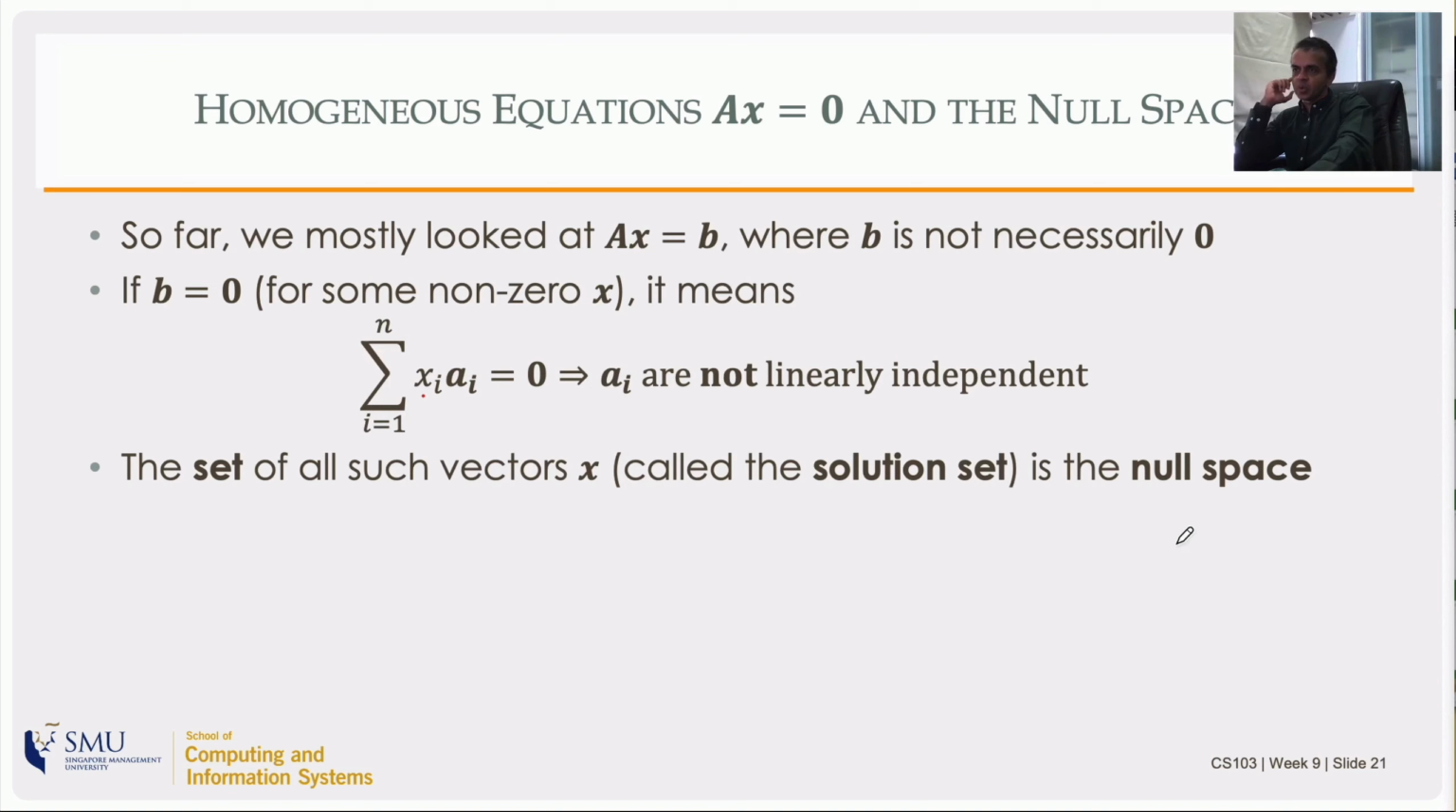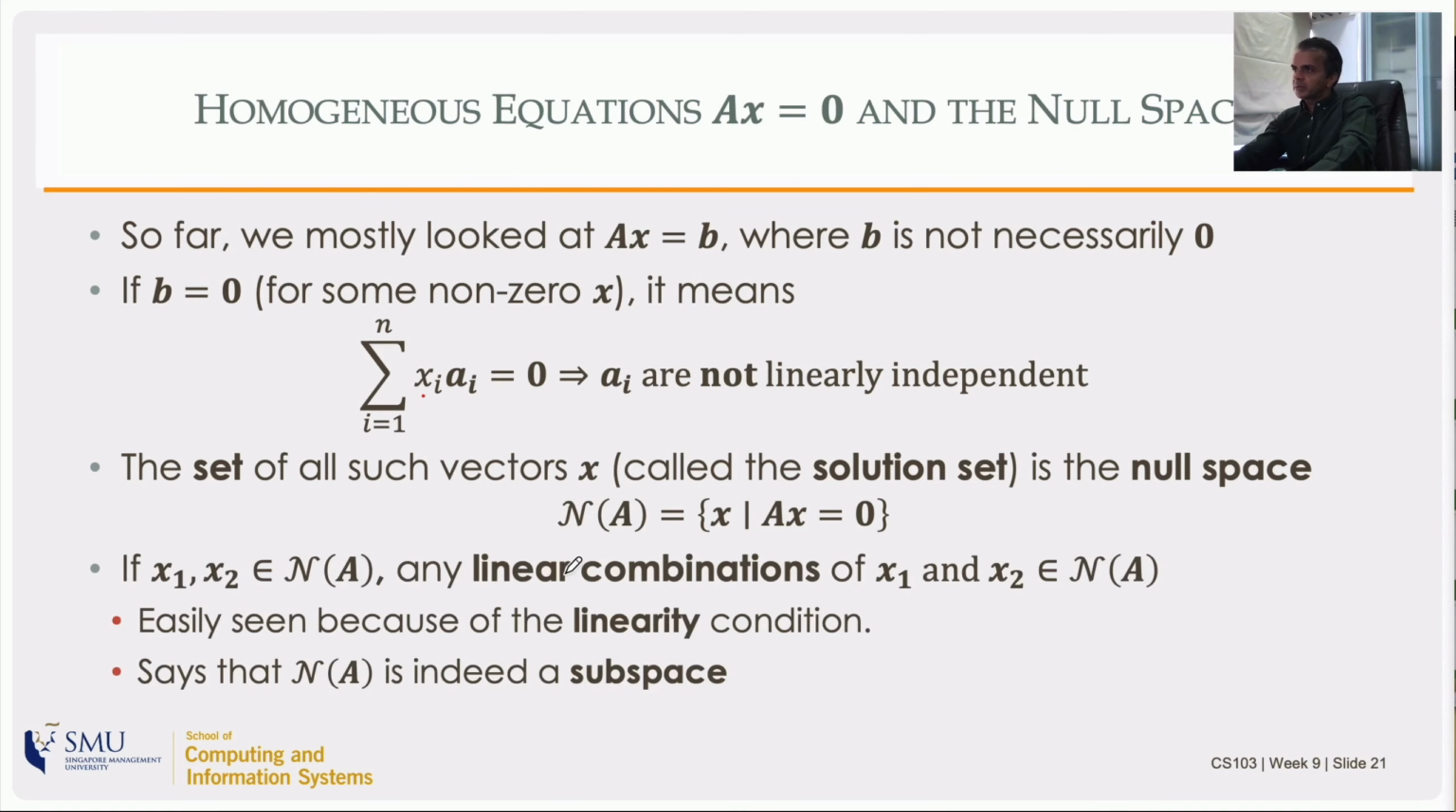So a null space will always have the 0 vector because Ax equal to 0 when x equal to 0, trivially, all the time. But if you can find some other non-zero vectors, they will also be a part of the null space. Here is a definition: null space of A is the set of all vectors x such that Ax equal to 0. It's the solution set of the homogeneous system of linear equations Ax equal to 0.